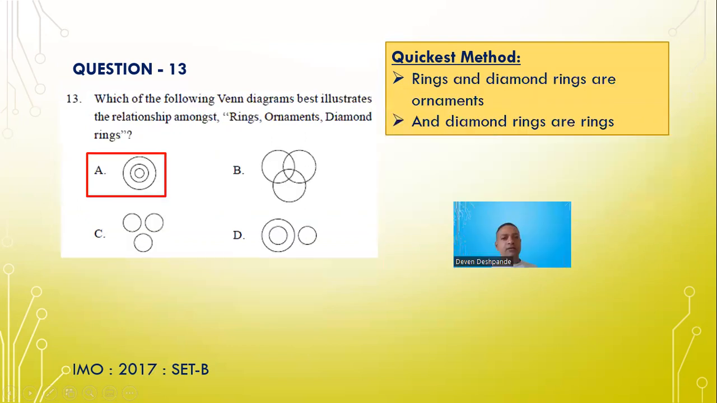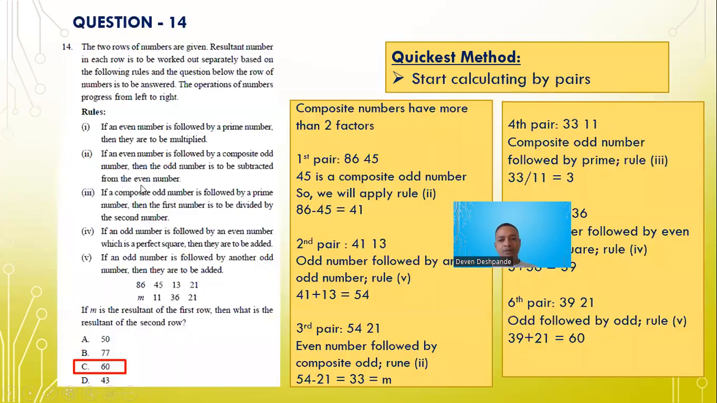Okay, next one. Which of the following Venn diagrams best illustrates the relationship between rings, ornaments, and diamond rings? Again, rings and diamond rings are ornaments, isn't it? Diamond rings are also rings. They're just a type of ring. There could be diamond rings, sapphire rings, ruby rings, isn't it? But diamond rings are part of the rings, and diamond rings and rings are part of ornaments. So option A is the correct Venn diagram.